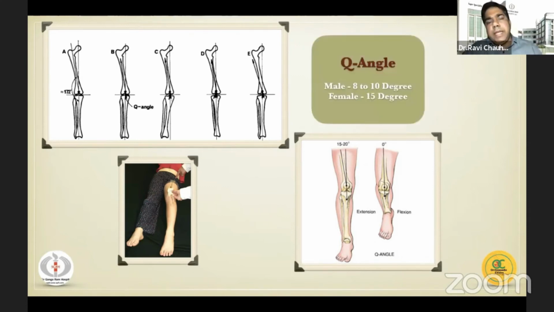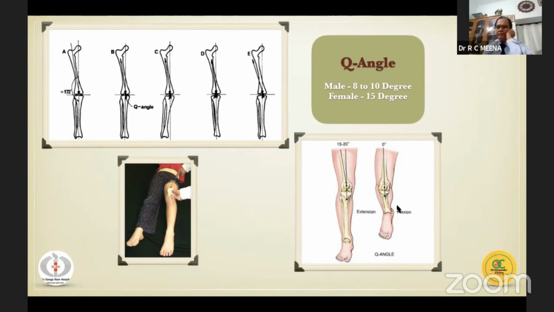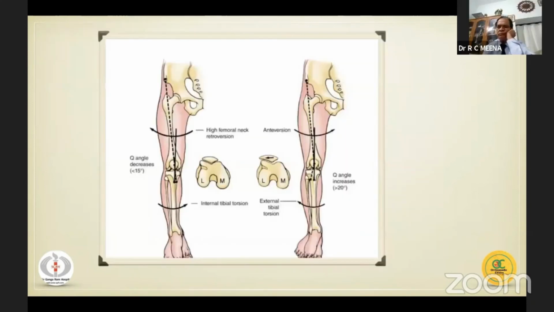Campbell says that in males it is 8 to 10 degrees, and in females 15 degrees. They have measured it at 30 degrees of flexion. So from extension to flexion, it decreases. Please mark how you can quote the Q angle measurement in 30 degrees of knee flexion and quote these values. In flexion, at 90 degrees, it can move to 0 degrees also.